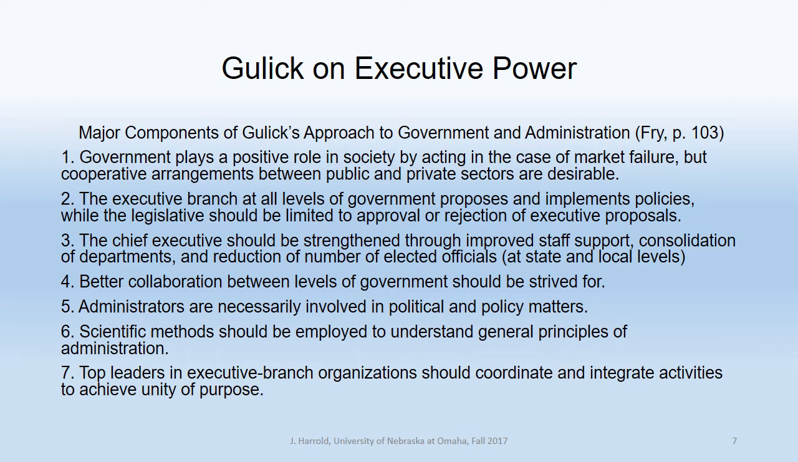He says that the executive branch at all levels of government, and that would be at the state level as well, and even at the city level, proposes and implements policies, while the legislature should be limited to approval or rejection of executive proposals. He believed that the chief executive office should be strengthened through improved staff support. So basically what Gulick is saying is that the sparse presidency envisioned in the Constitution was really no longer useful. He believed that better collaboration between levels of government should be strived for.